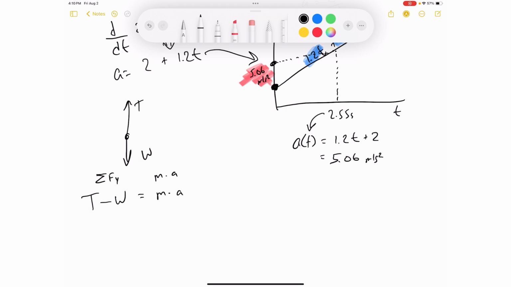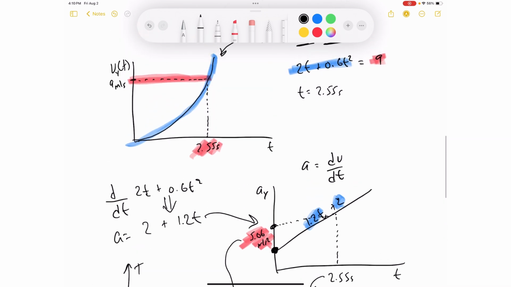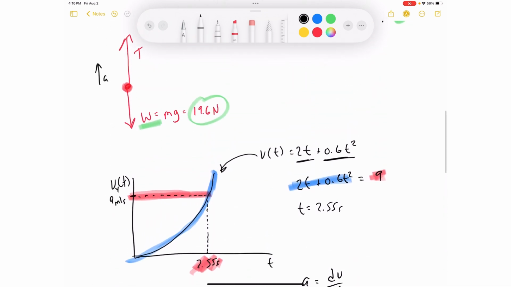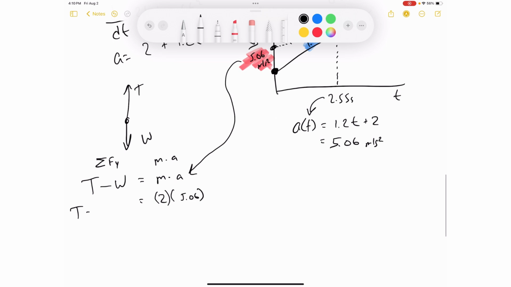Mass times acceleration. Mass is 2. Acceleration, which we just got, remember, it's time dependent, so this one's 5.06. And then that equals tension minus the weight, which we already had up here, that's 19.6 newtons. We'll just say 19.6. And then 2 times 5.06 is 10.12. This is 10.12.